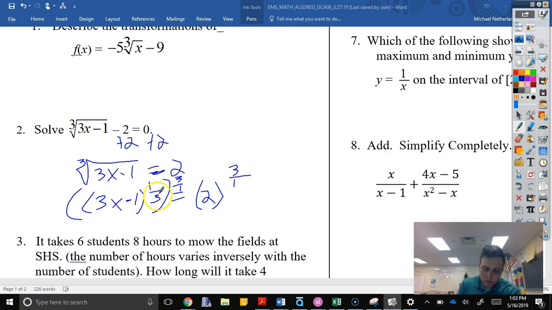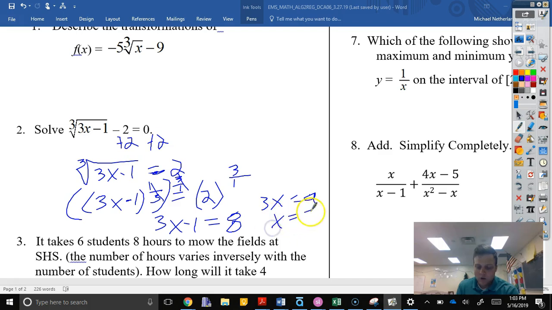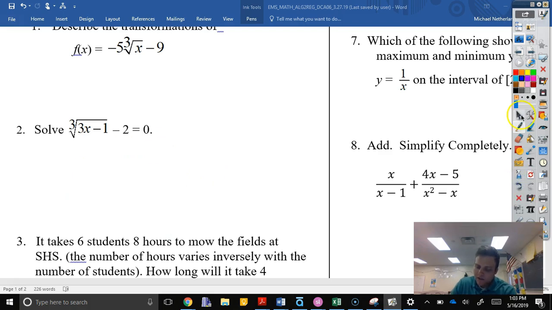Powers raised to powers multiply, so 1/3 times 3 over 1 is just 1. So I can just write this as 3x minus 1 equals 2 raised to the third, which is 8. Now I want to finish solving, so I'm going to add 1 over. So I get 3x equals 9. Then divide both sides by 3, and I get x equals 3. Hopefully you're like, oh, okay, that's making sense. I'm starting to feel a little confident about this test.